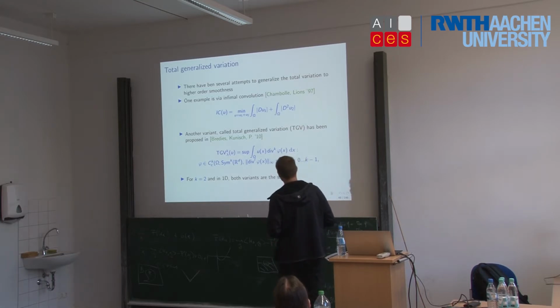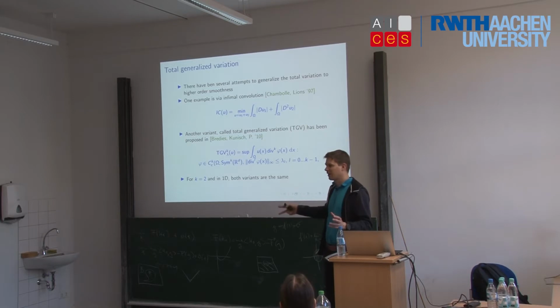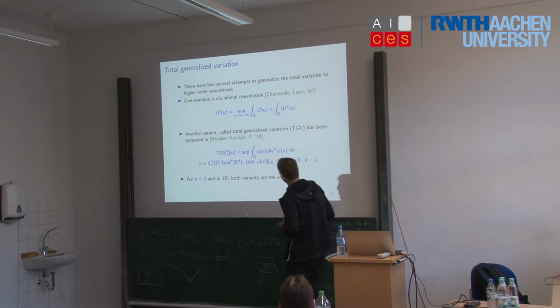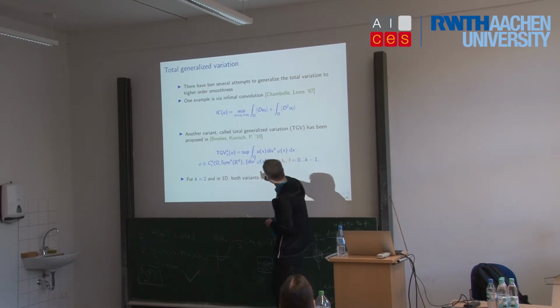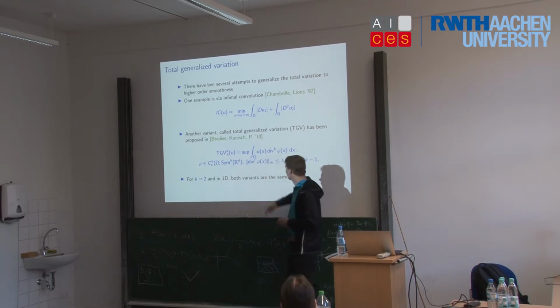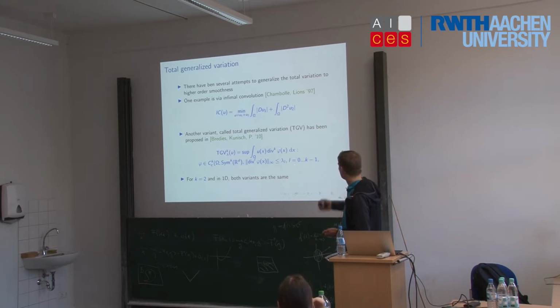Okay, so if you have a tensor field, every time you take the divergence, it goes from a tensor to a matrix to a vector and so on. So the divergence operator reduces, of course, the dimension. So we take the kth order divergence, and additionally the lth order divergence of phi should satisfy these pointwise constraints, where l goes from 0 to k minus 1.